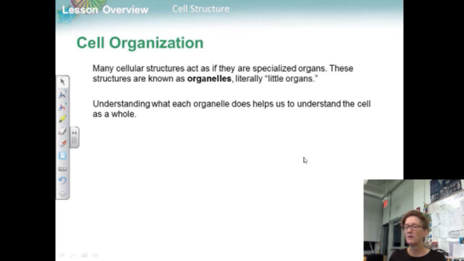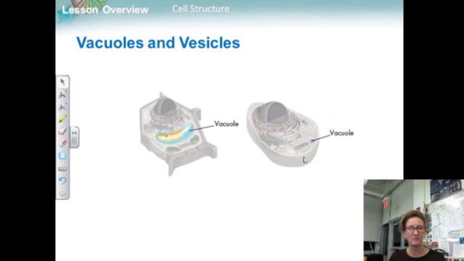So let's move on. You have the vacuoles and you have the vesicles within the cytoplasm. Many cells contain these large sac-like membrane structures called vacuoles, as you can see here. And these are there to store materials such as water, salts, proteins, and carbohydrates.